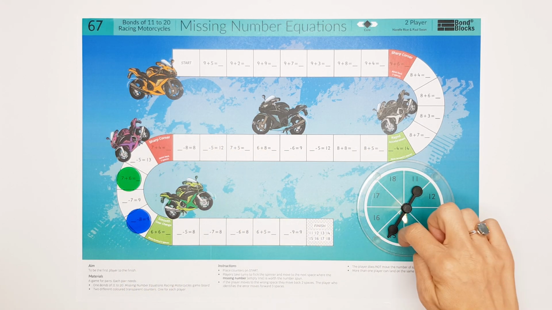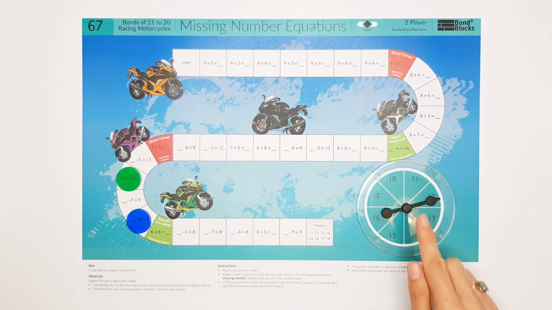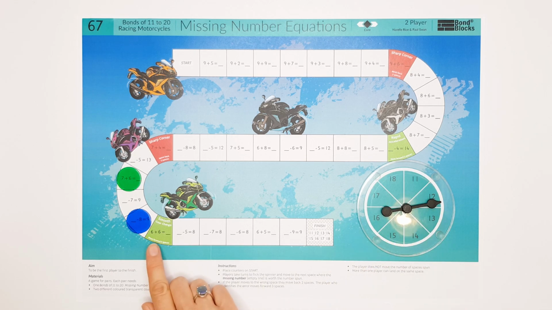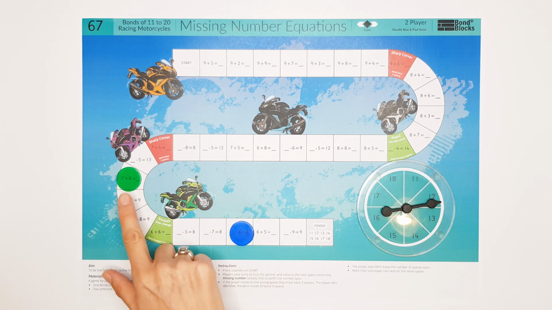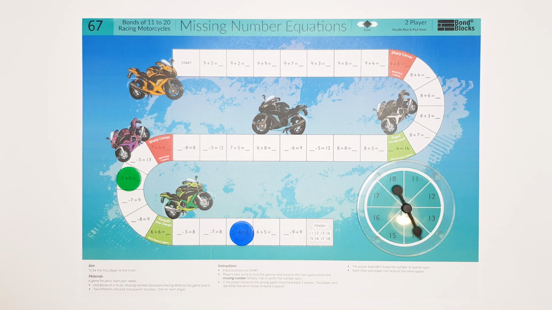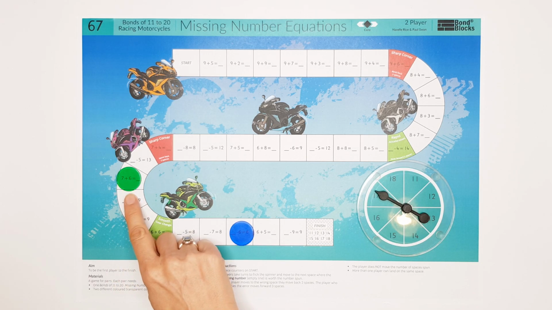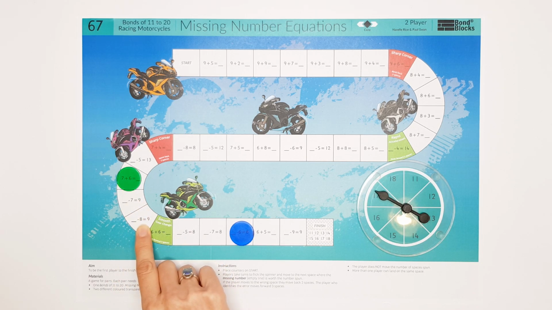If it was the blue player's turn, they need to move to the next space that's worth 12, and then they get to move forward 3, 1, 2, 3. The green player spins 17. The next 17 is here. I know the two parts, so I add them together. 8 add 9 is 17.